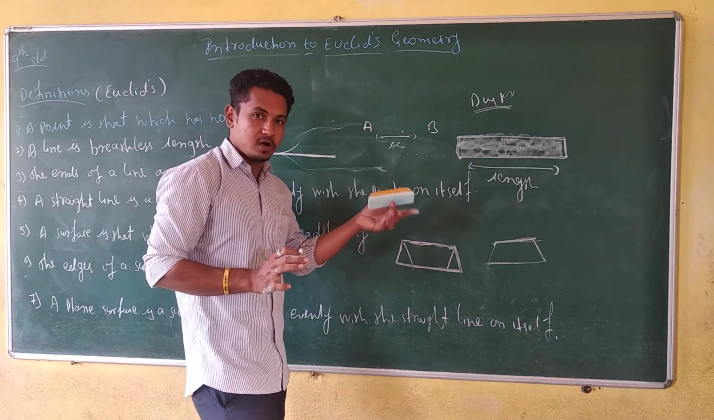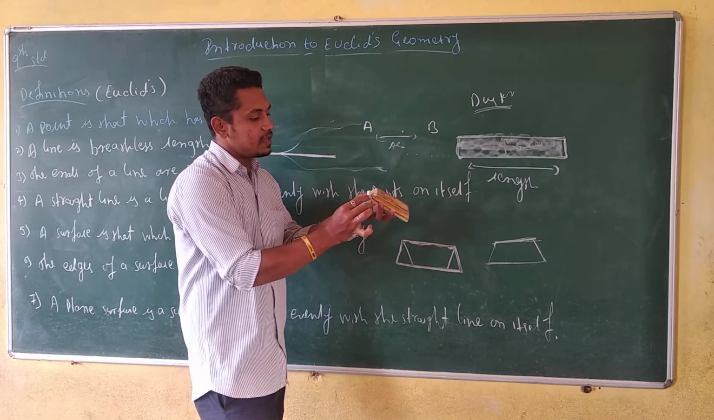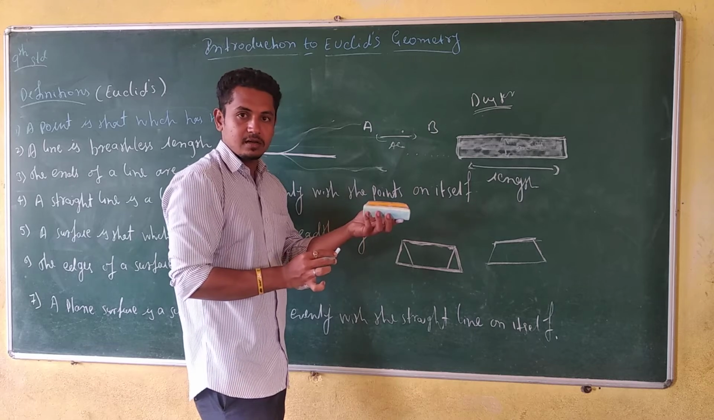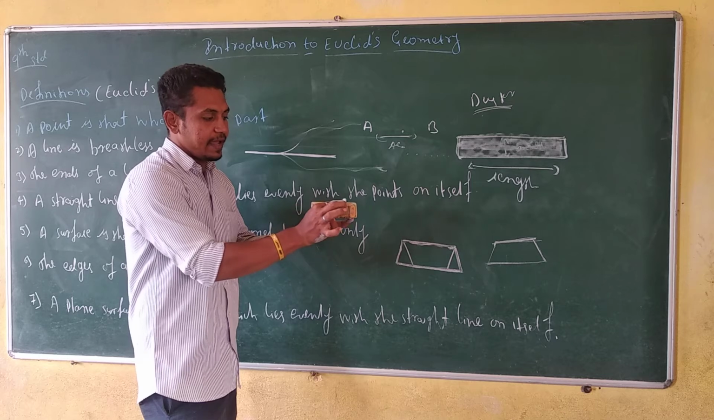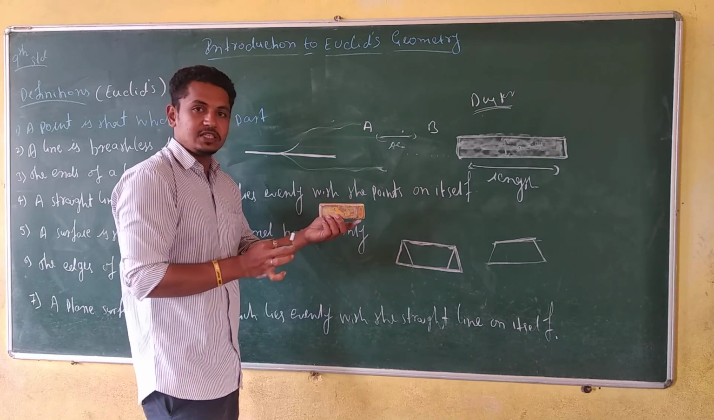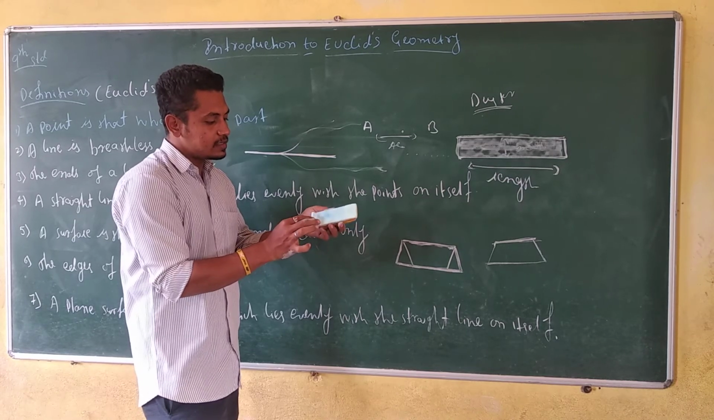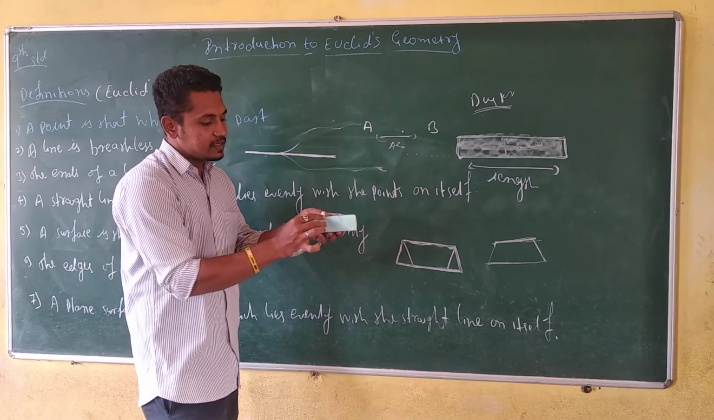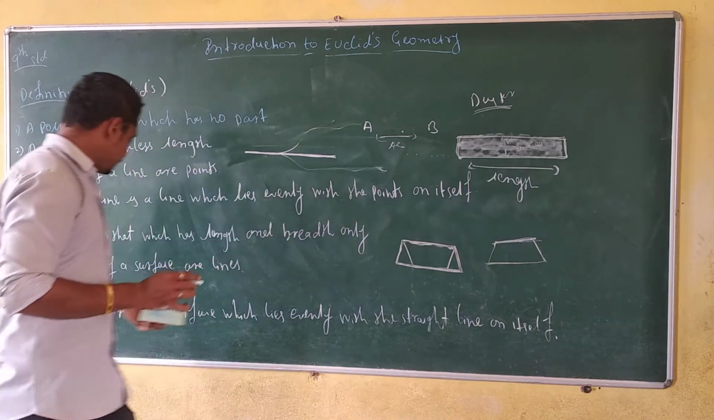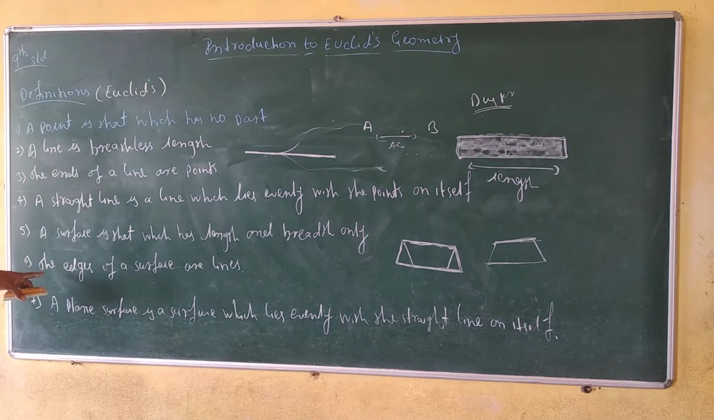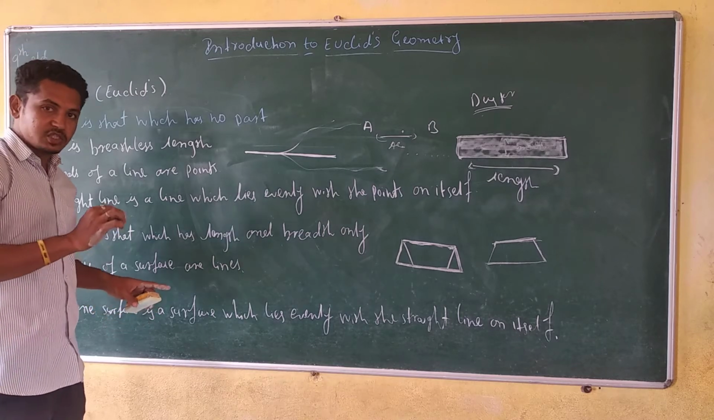See here, this is the example of the duster, and these are the edges of that duster. Is it right? So the edges of that surface are always straight lines. Is it clear? So Euclid also says that the edges of a surface are lines, or straight lines.